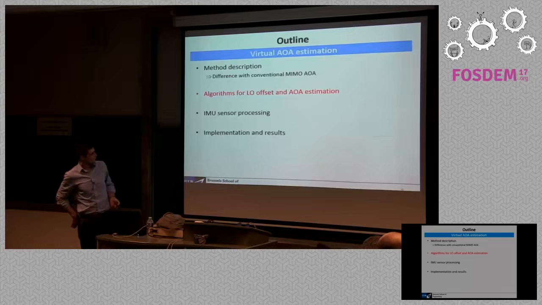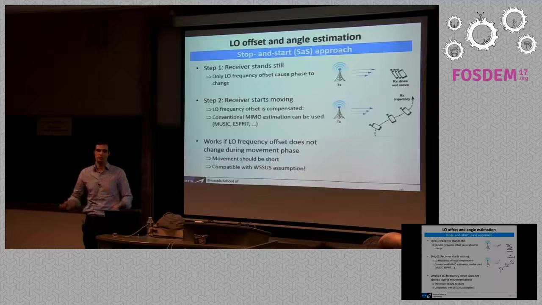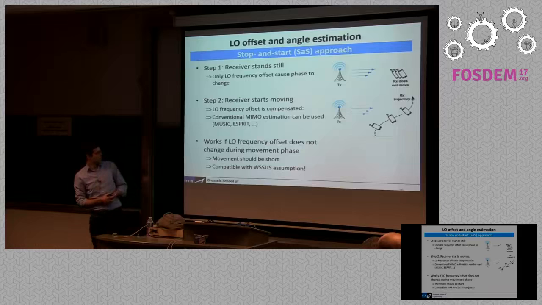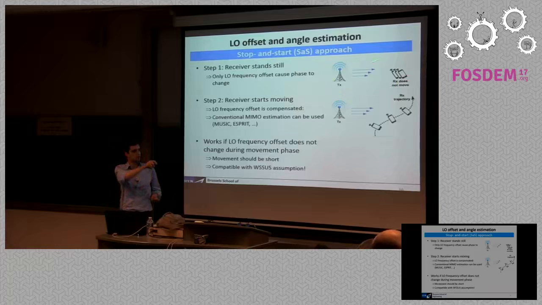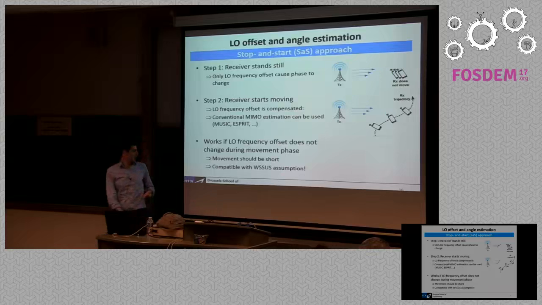For the first part, we started with a very naive approach. Let's do a stop and start approach. A receiver first stands still, so only the frequency offset changes. We estimate the frequency offset, and then we use that when we start moving to compensate the frequency offset out of our signals. Once you compensate the frequency offset out, you can use whatever angle of arrival estimation technique you want: ESPRIT, MUSIC, beamforming, ML, whatever you prefer. Now, this works provided you have a decent frequency estimation when you're standing still, and provided the frequency offset doesn't change too much between the moment you estimate it and the moment you use it to compensate. So you should not wait too long between your estimation and the moment when you move. That also means that the movement that you do should be quite short.